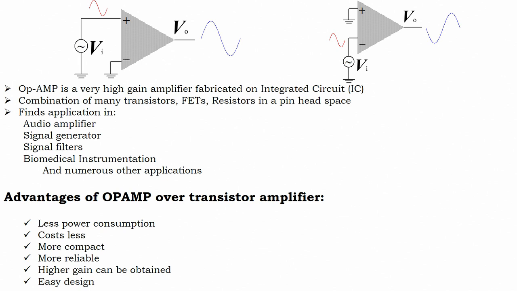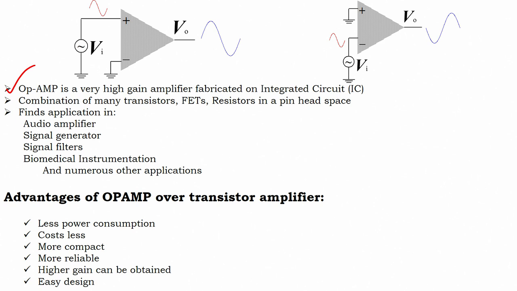First is, op-amp is a very high gain amplifier fabricated on an integrated circuit. It has a combination of transistors, FETs, resistors in a pinhead size. So, that means that when you take a small silicon chip, it has a lot of circuits that can include transistors, resistors, FETs, and so on and so forth. And it has extremely high gain, okay. So, two things we understood about op-amp: it has extremely high gain and it has a lot of components.